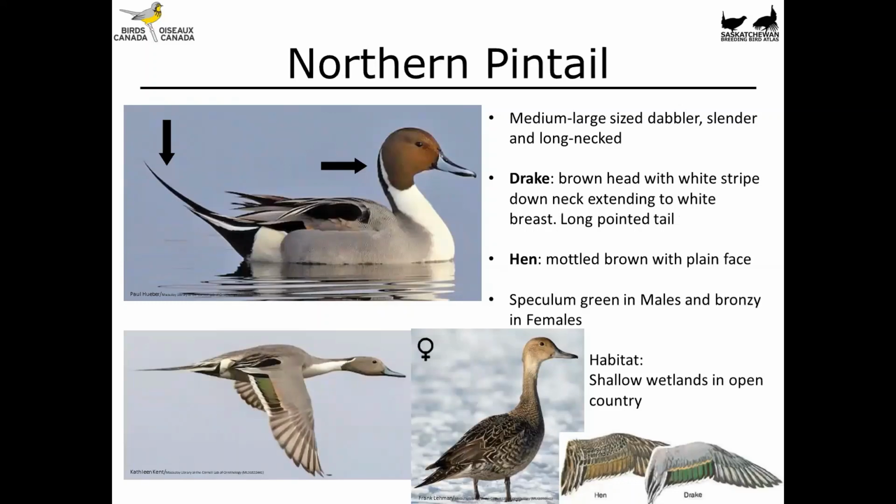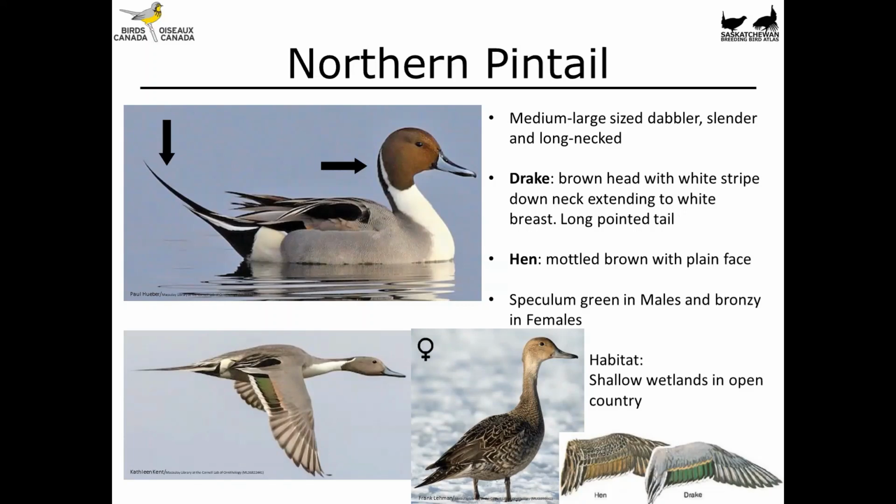The next dabbler is the northern pintail. This is a medium-sized to large-sized dabbler. It's about 70% the size of a mallard. They are slender and elegant in the morphology of their body. They have this long, slender neck and a long, pointed tail. Sometimes they get referred to as a lawn dart. Hunters will refer to them as sprigs, speaking to the long tail.